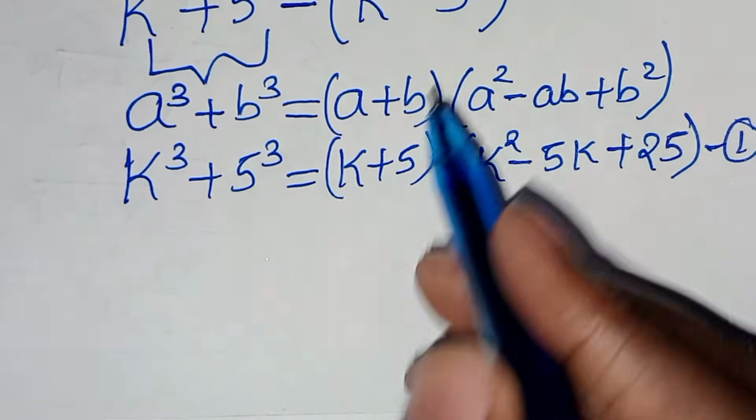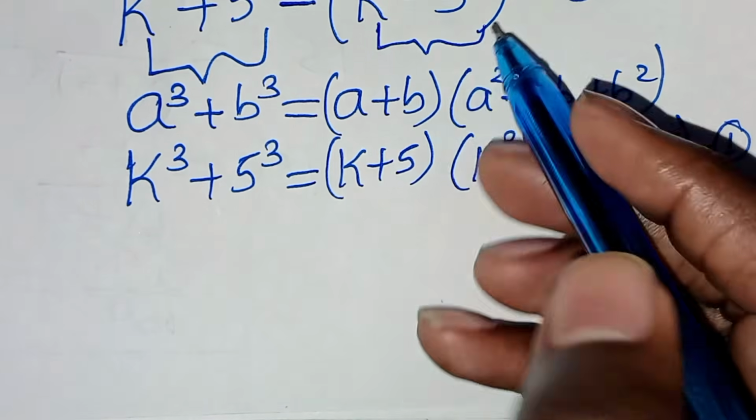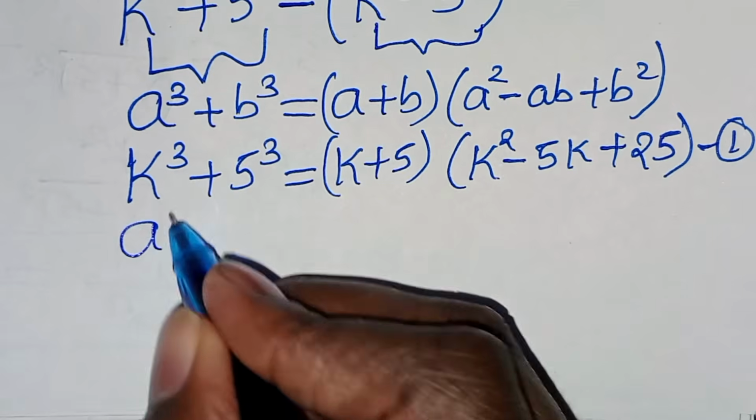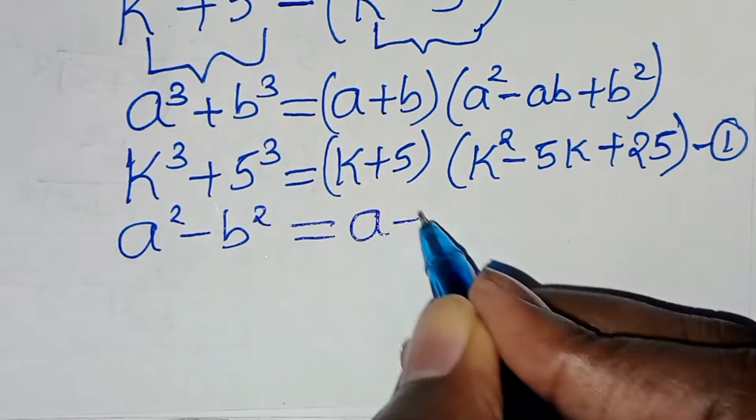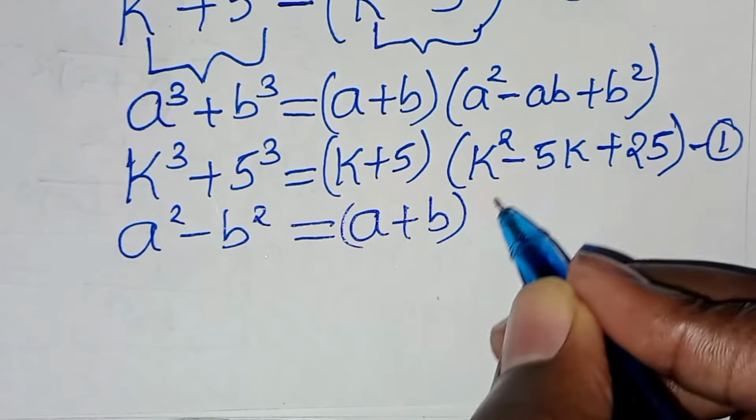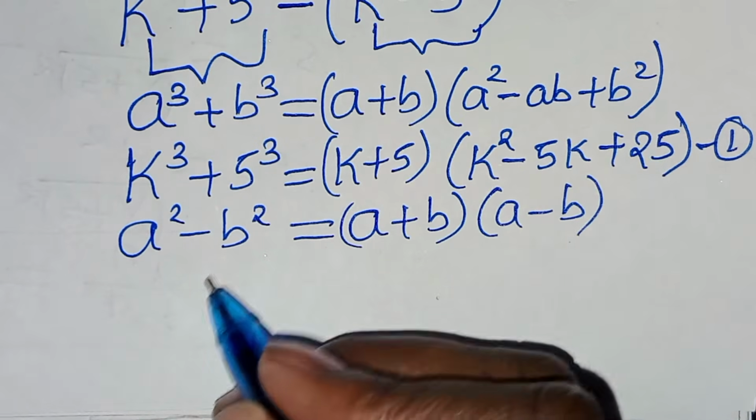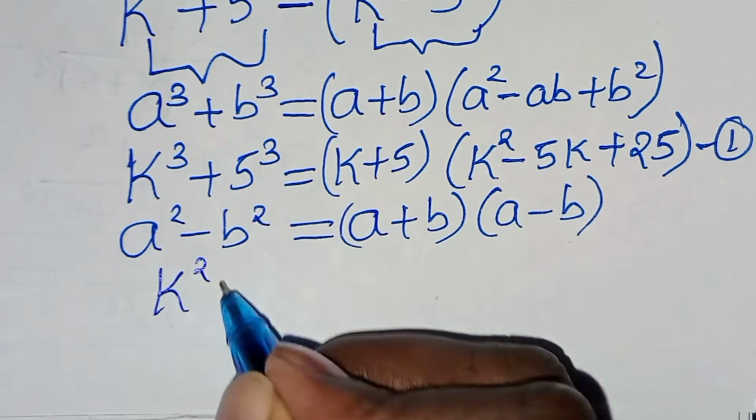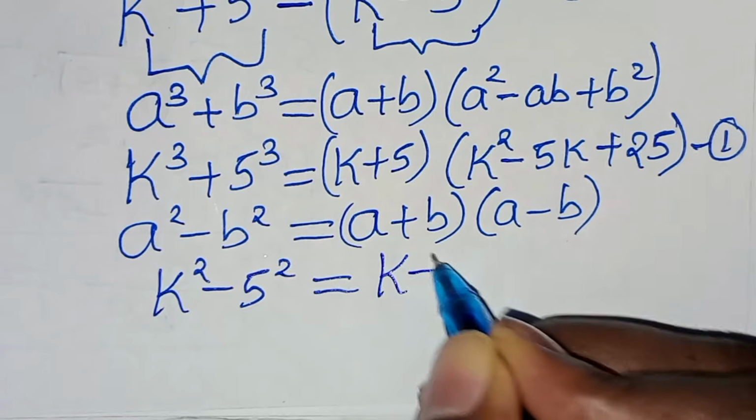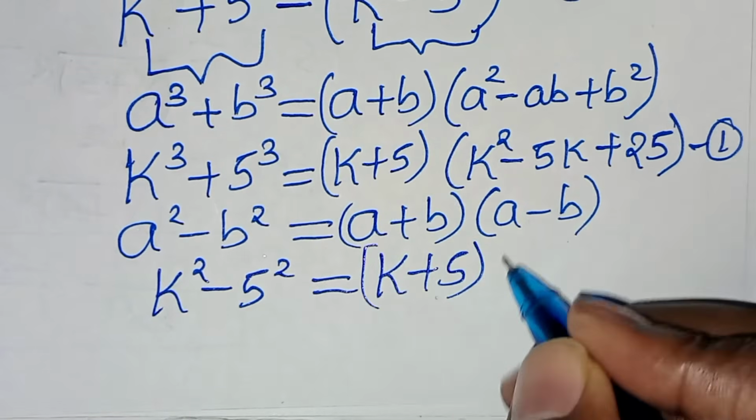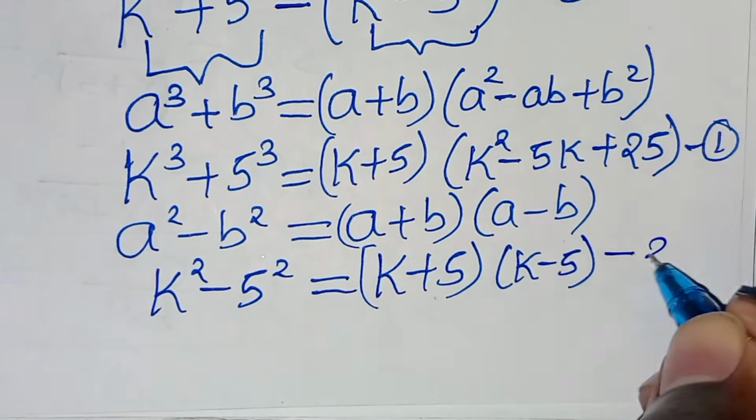Then we have the second part here. This is actually the difference of two squares expressed as a to power 2 minus b to power 2, which we can express as a plus b, then here a minus b. So this implies that k squared minus 5 squared is the same thing as k plus 5, and then k minus 5. Let's call this equation 2.